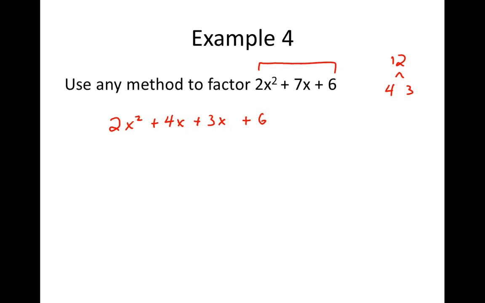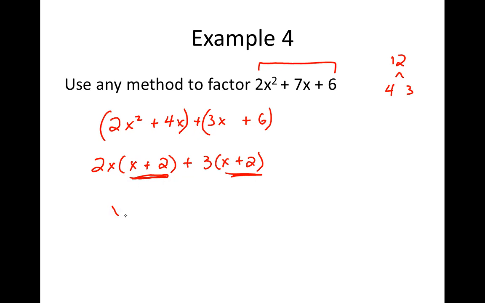Now notice 4x plus 3x is 7x. But we don't want to combine them, because we did this in order so we could group these. So then I group them and then factor out. So we're going to pull out a 2x here, and I'll be left with x plus 2 plus, I can pull out a 3, and I'll get x plus 2. I have a common factor of x plus 2. I can pull it out. And then I'm left with a 2x plus 3.